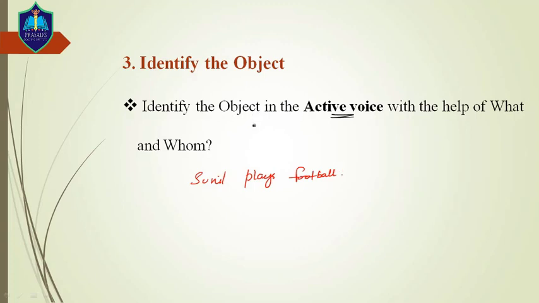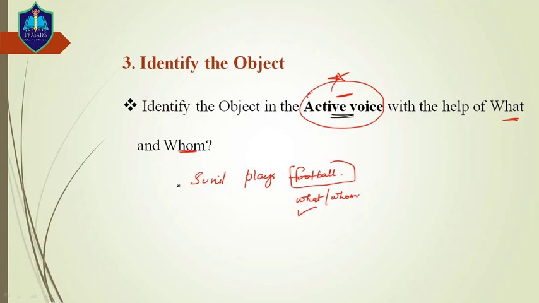So identify the object in active voice. This is a very important one. If the statement is in active voice, you can identify the object with the help of what and whom. But how are we going to say whether the thing is object or subject? Sunil plays football. This is the example I have taken. Can I replace football with what or whom? Yes, I can replace football with what. Just pronounce and check.